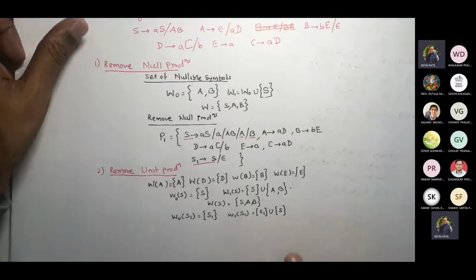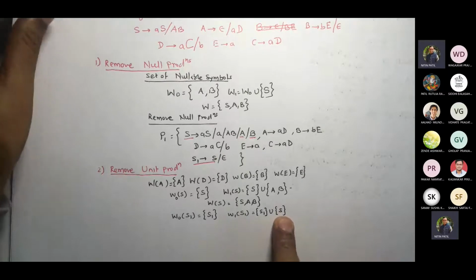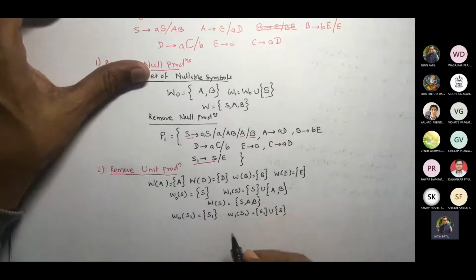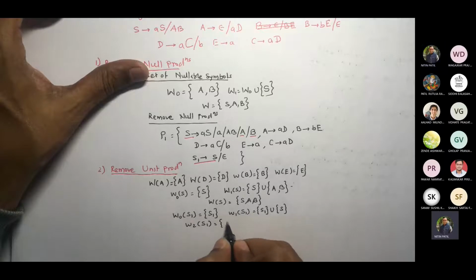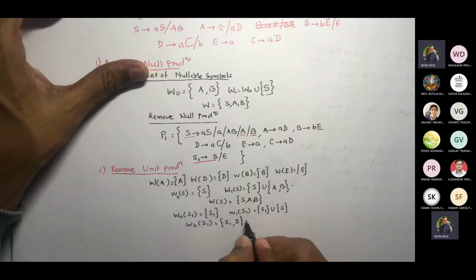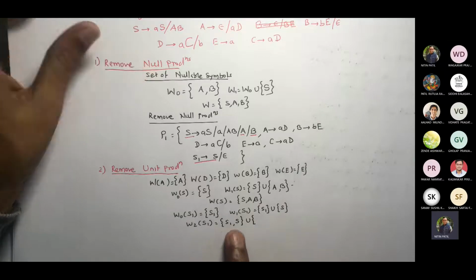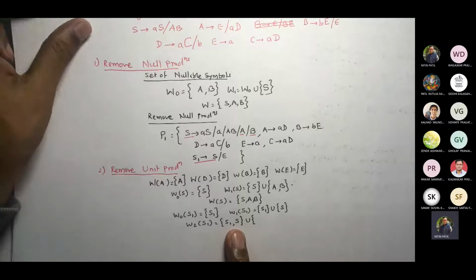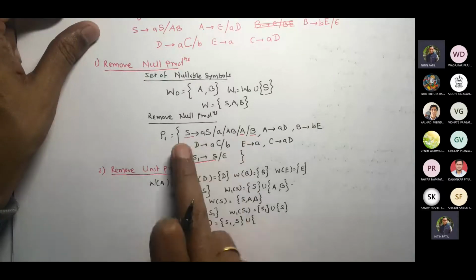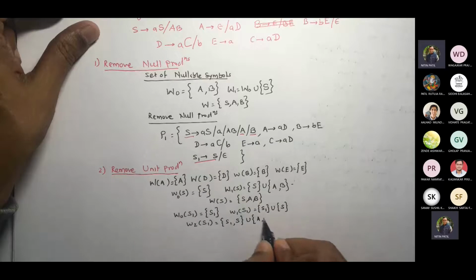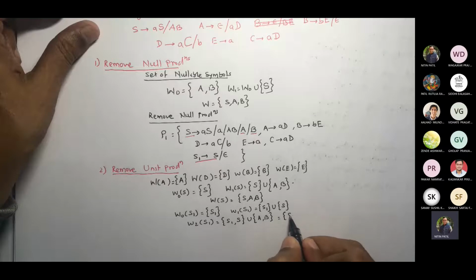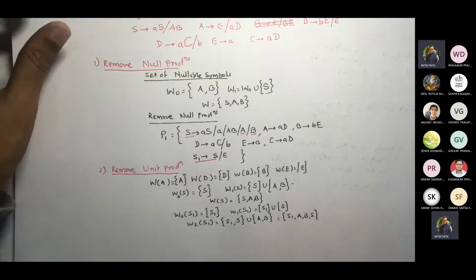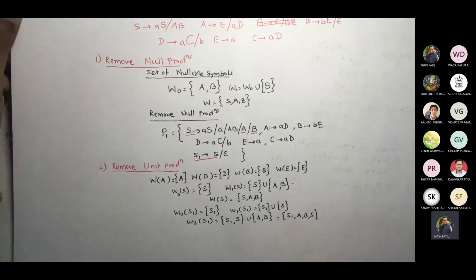Now when you get this, you actually add W of S altogether. So this would be W2 of S1 equal to S1, S union. Is there any unit production for S? Yes, sorry, S gives A and S gives B. That's why this A and B would be added. So ultimately I got S1, A, B, and S. You write in whatever order. Is that fine? Till this?